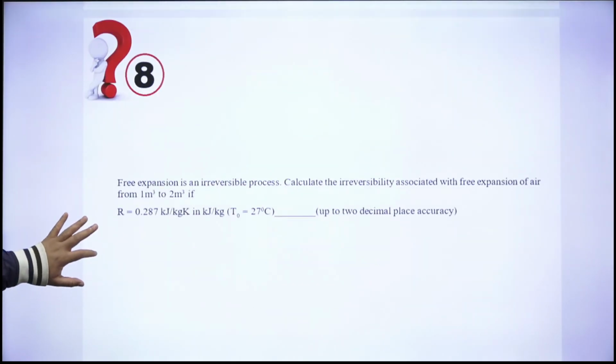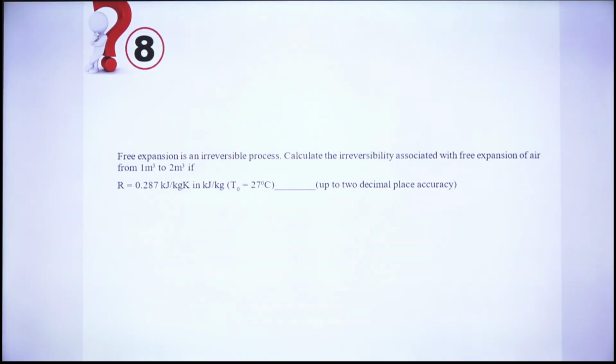Okay, let's go for this question now. Free expansion is an irreversible process. We know free expansion is a constant internal energy process. You have to calculate the irreversibility associated with free expansion. He can even ask you to calculate the entropy change associated with free expansion.